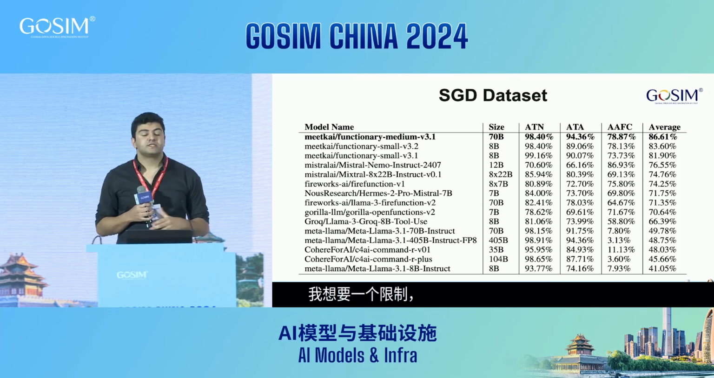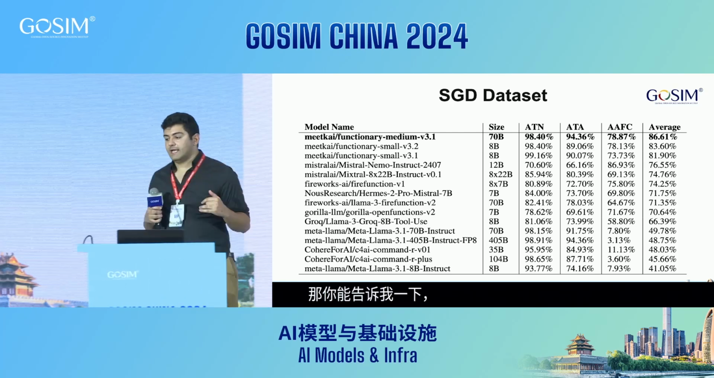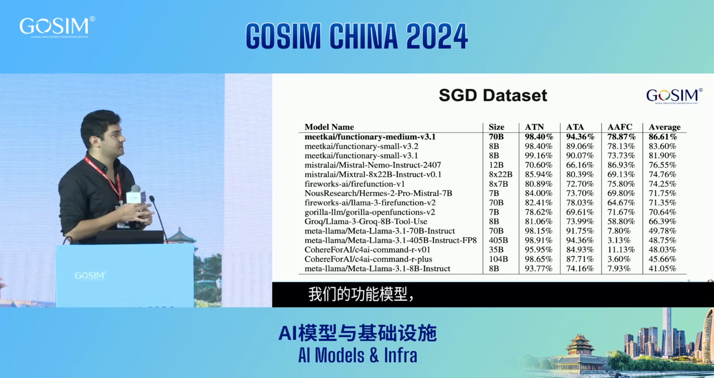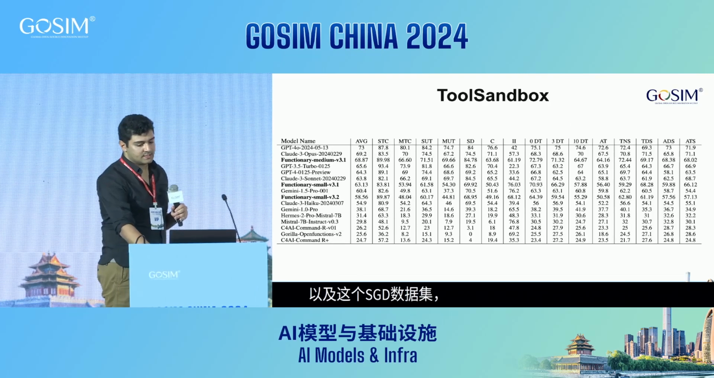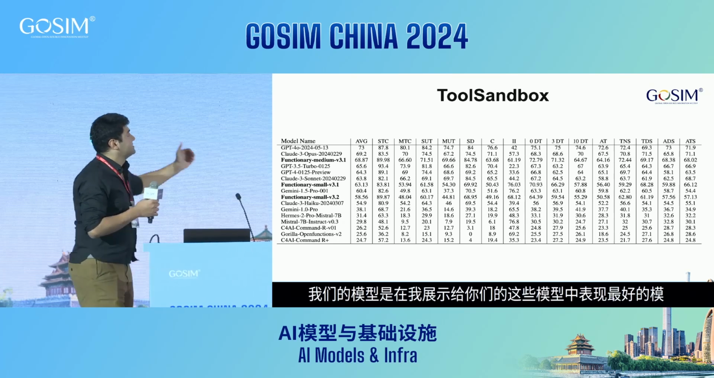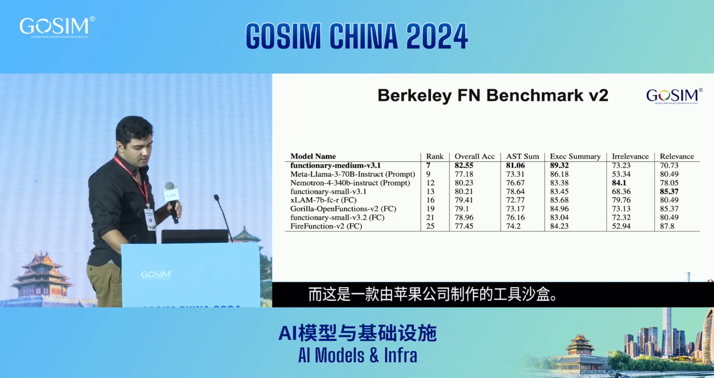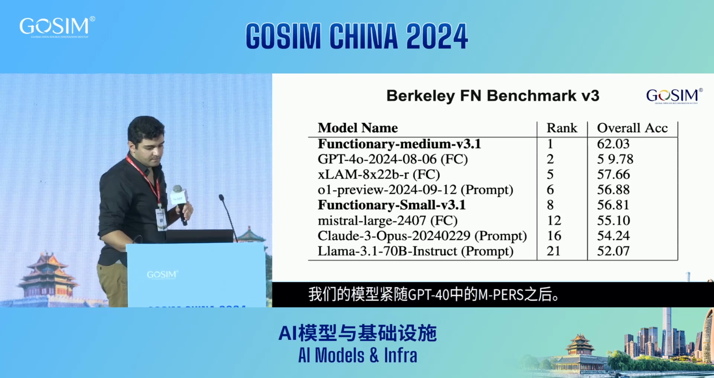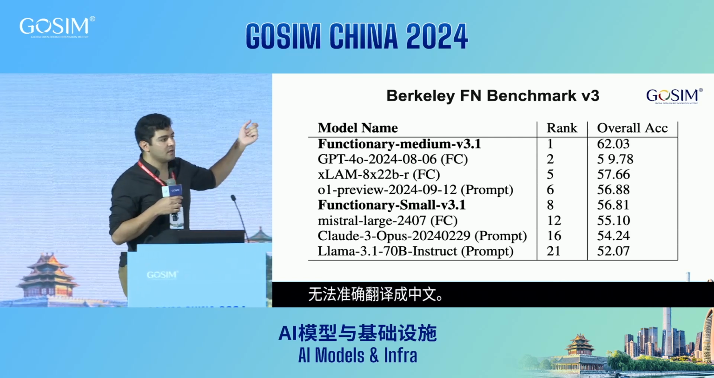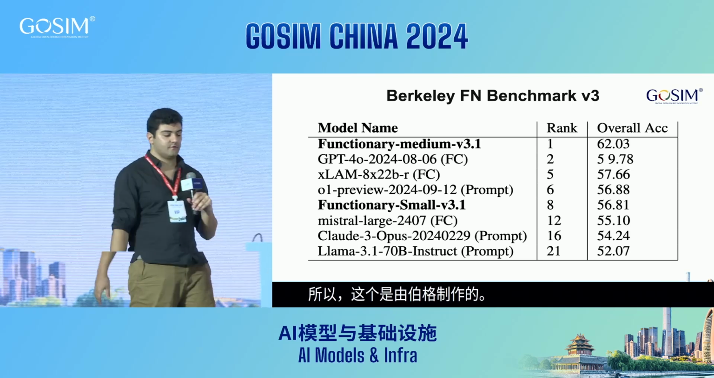And on this SGD dataset made by Google, our model is the top performing model among these models that I'm showing you. But this is ToolSandbox made by Apple, and our model is right behind Opus and GPT-4o. So this is made by Berkeley. This is a very recent one. It's still not published, but this is the high-performing state-of-the-art benchmark that is focused on function calling right now.